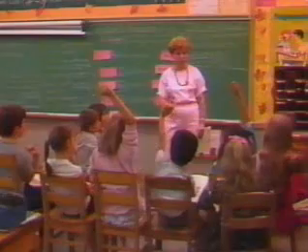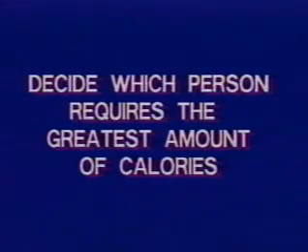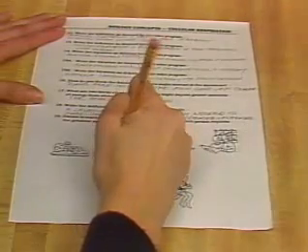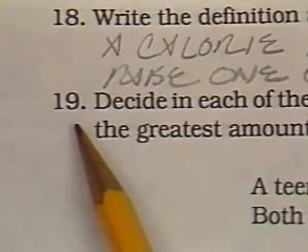Different people involved in different occupations and pastimes burn energy at different rates. Decide in each of the following groups of individuals which person requires the greatest amounts of calories. Write your answers in the appropriate places under question 19 on your activity sheet.